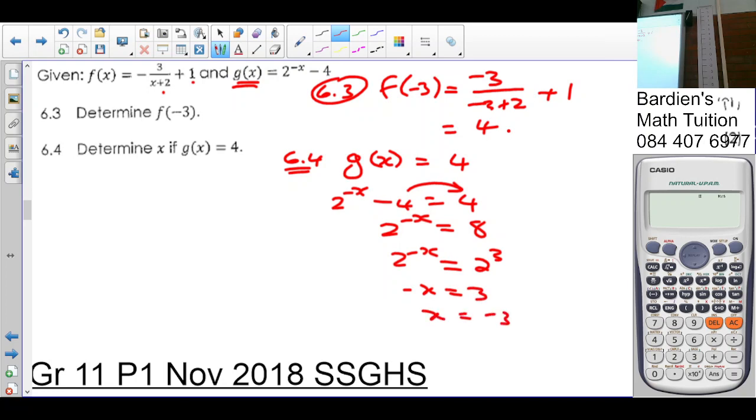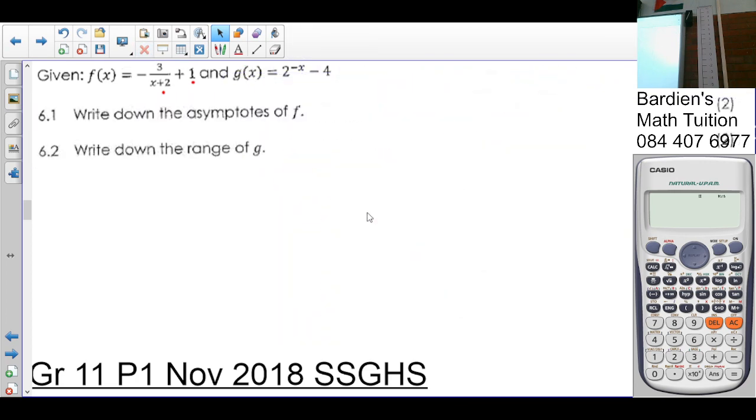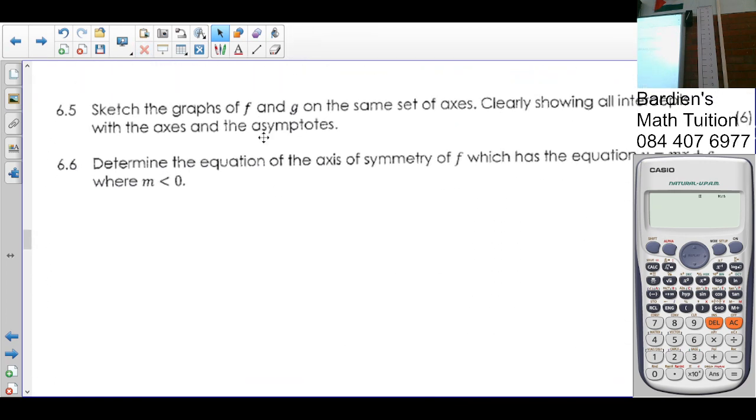So what do you notice with 6.3 and 6.4? Same x value. Can you see that? And we have the same y value. Can you see? F of minus 3 is 4 and g of minus 3 is also 4. So what does that mean? It's a point of intersection, and that's one of the points of intersection, if not the only one. Alright. So just remember this. I'm taking it off so that I can keep this information in focus. Then the question says sketch.